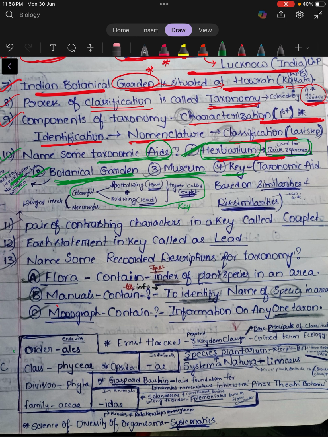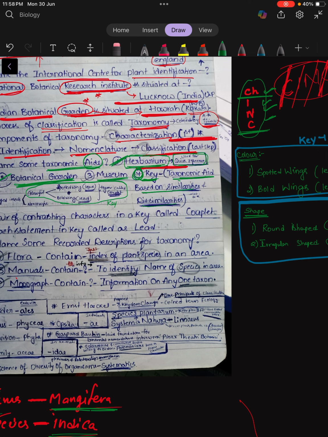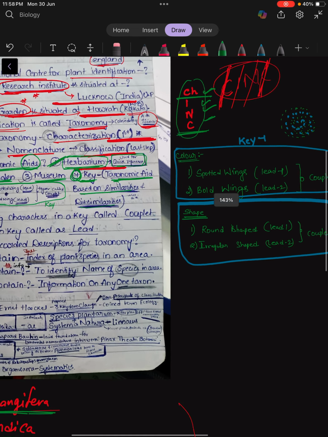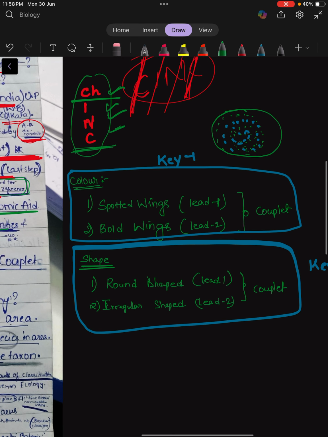And a key is very important in this lesson. So let's see what is meant by key. A key is a taxonomical aid based on similarities and dissimilarities. Suppose there is a group of organisms with different colors and shapes. I will select one key to classify them.